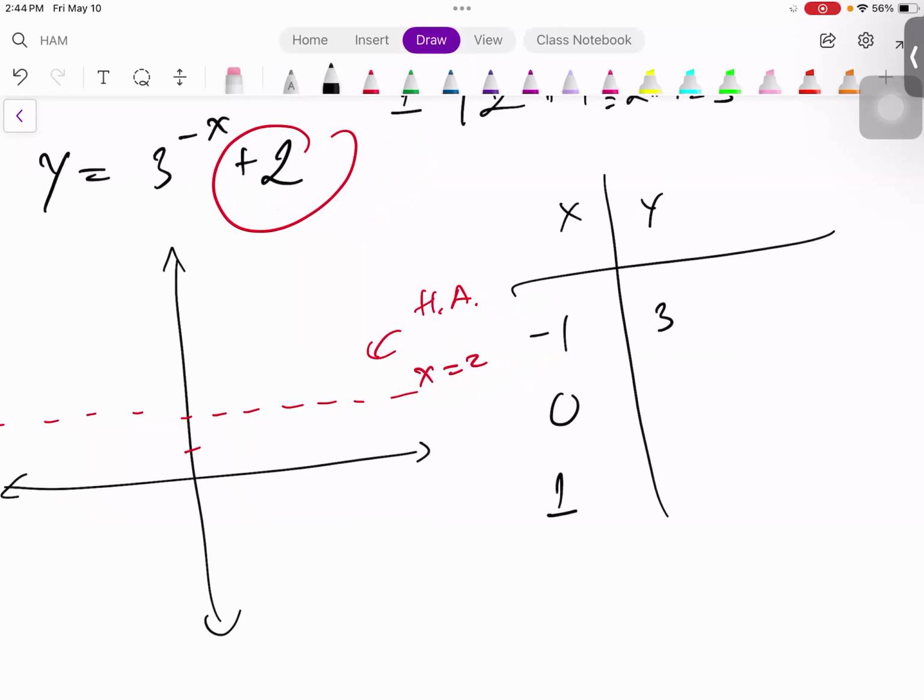So 3 to the negative -1. I know some of you for sure made a mistake. Did you see the negative right here? And you see the negative that's already there. So you should have 2 negatives. Negative and negative become positive. So 3 to the power 1 plus 2 is 5. Now 0. -0 is still 0. So 3 to the power 0 is 1. Oh, you mean the answer. Okay, got it.